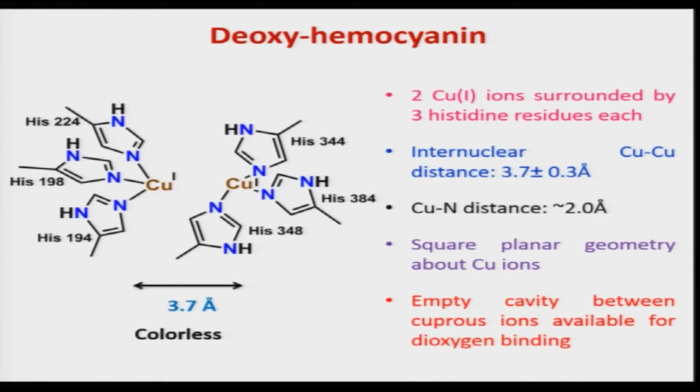Now, the deoxy-hemocyanin active site structure is shown over here. As you can see, each copper ion is surrounded by 3 histidine moieties, and the internuclear copper-copper distance is around 3.7 plus minus 0.3 angstrom. Copper nitrogen distances are nearly around 2 angstrom. This is square planar geometry around copper, and there are empty cavity sites available for possible dioxygen binding.